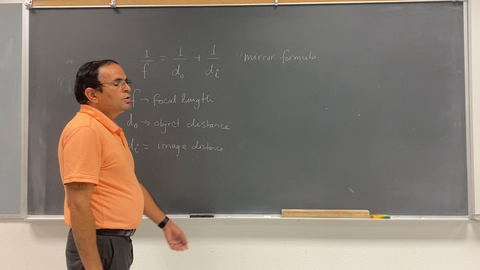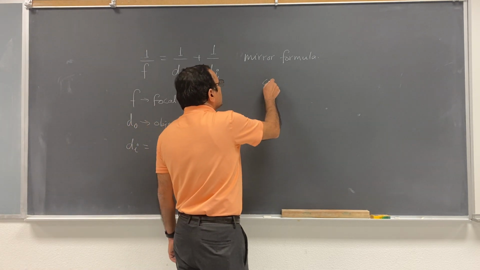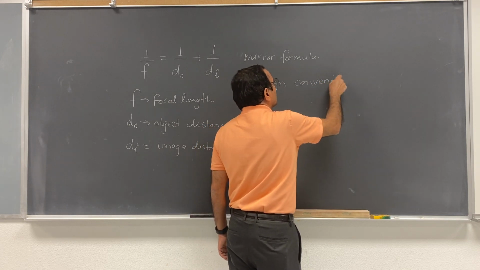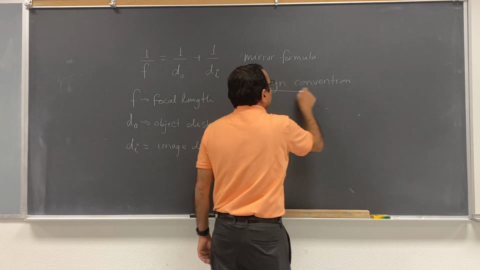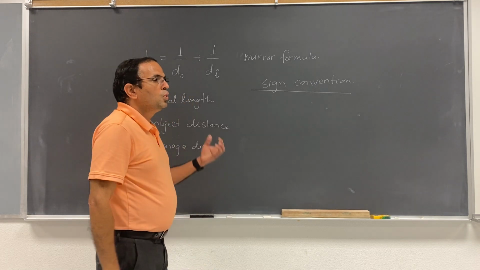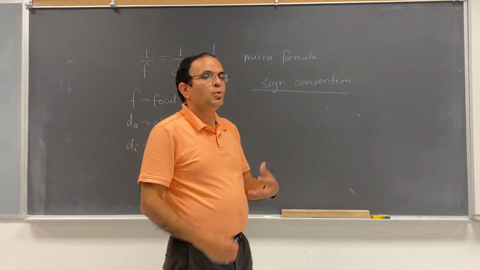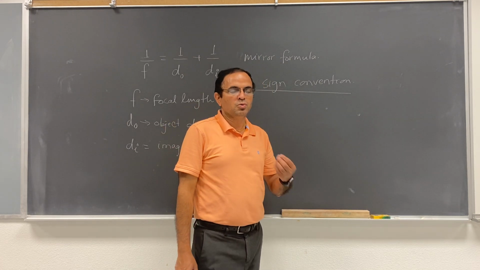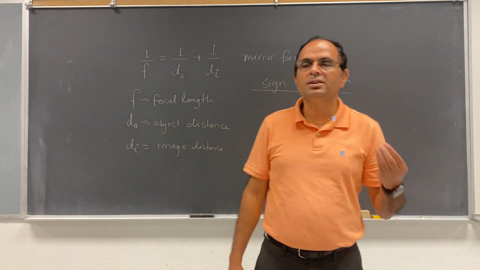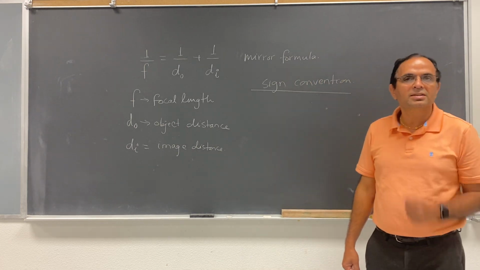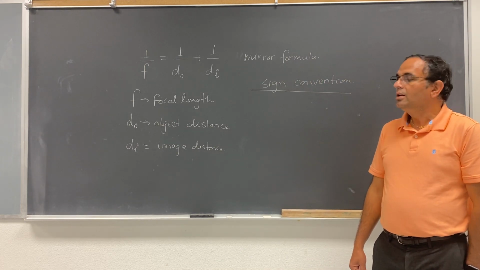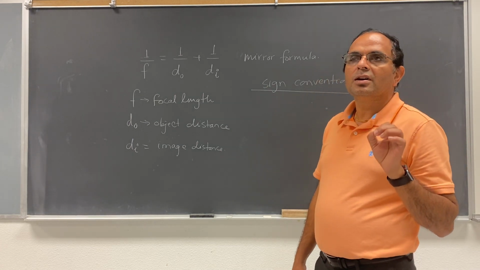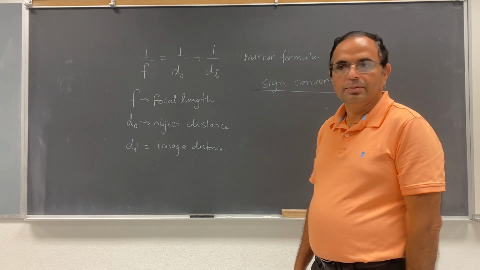Okay, and we also have to use the sign convention: when you choose the positive sign and when you choose the negative sign. For example, you have to measure the focal length, the radius of curvature, the object distance, the image distance, like this. Okay, so the focal length and radius of curvature of concave mirror is positive.